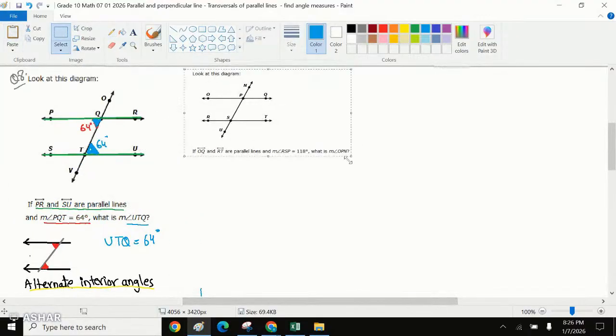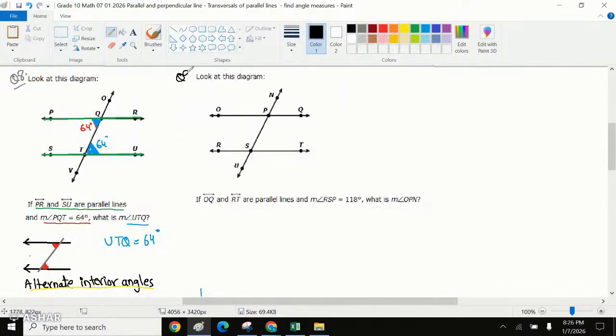Okay, we have this. This is question number 9. And what they're asking us to do is solve this part. Okay. So what they are telling us is we have a pair of parallel lines, RT and OQ. Agreed? RT and OQ are parallel lines, which are given over here. And the angles are RSP. RS and P. This angle is given, that is 118 degrees. Okay. Which other angle is given to us?